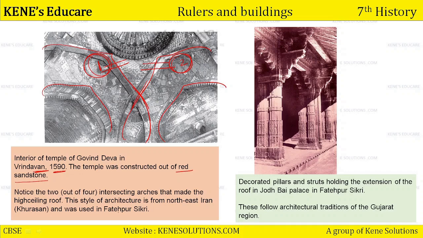Right? These intersecting arches and this style of architecture is from northeast Iran, Khurasan. There's a place in Iran, Khurasan, where this style of architecture emerged. And this style, these intersecting arches, was used in Fatehpur Sikri as well. Okay. The second image shown here is of decorated pillars and struts holding the extension of the roof in Jodhbai Palace in Fatehpur Sikri.